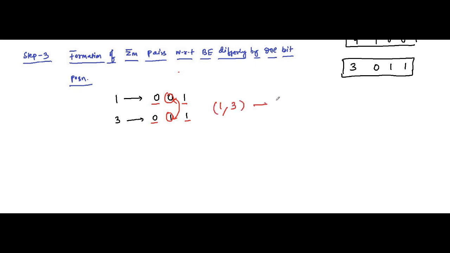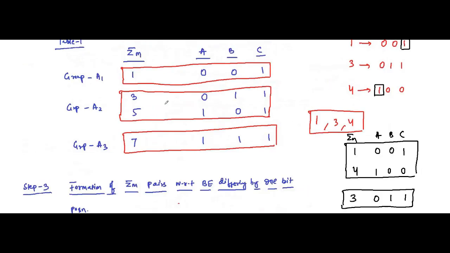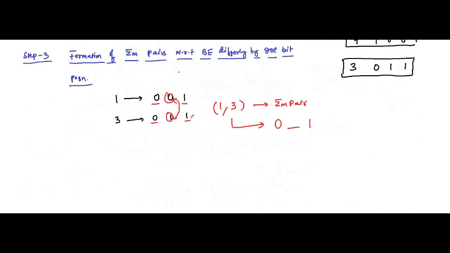This is one Minterm pair, and it is represented as follows: we keep the identical bits as they are, that is 0 in the MSB and 1 in the LSB position, and the middle bit we replace with a blank space or dash. Then let us compare 1 and 5: 0 0 1 and 1 0 1.